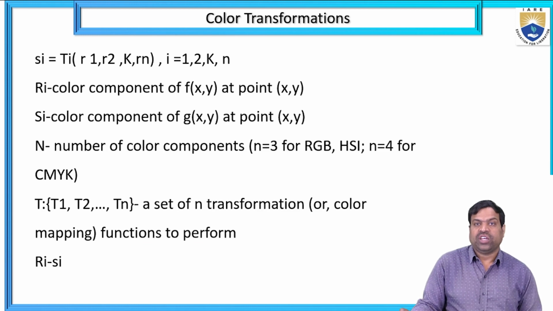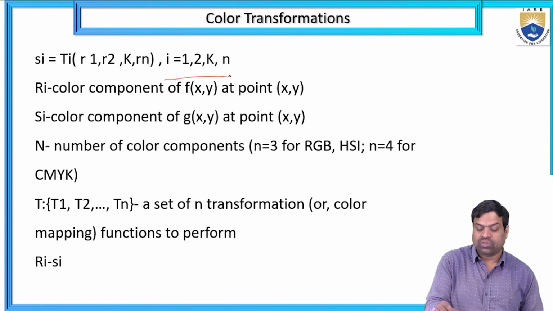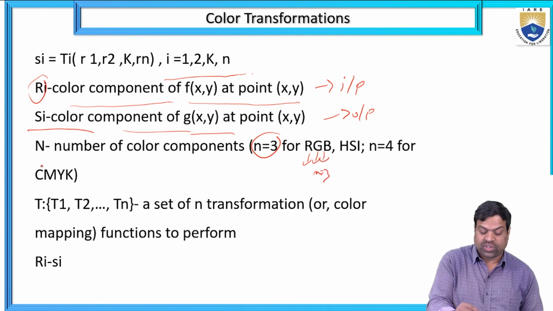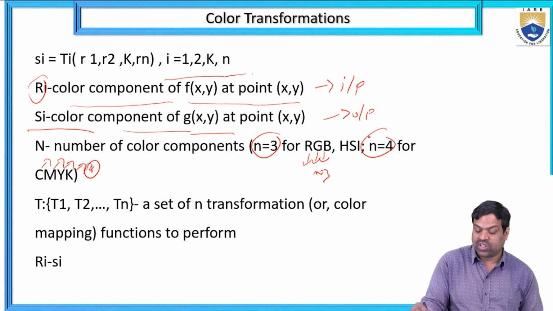So S_i equal to T_i(R1 up to Rn), where i equal to 1, 2, 3 and so on up to n, and R_i is the color component of f(x, y), that is the input, and S_i is the color component of g(x, y), that is the output. So when I am taking RGB, n equal to 3. When I am going for CMYK, so total 4, that is n equal to 4.